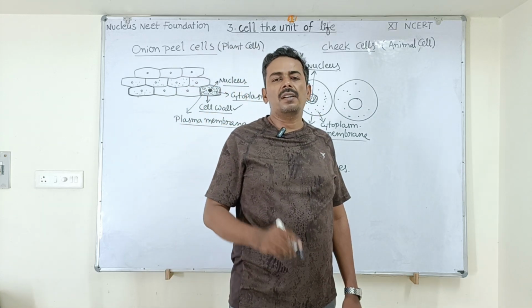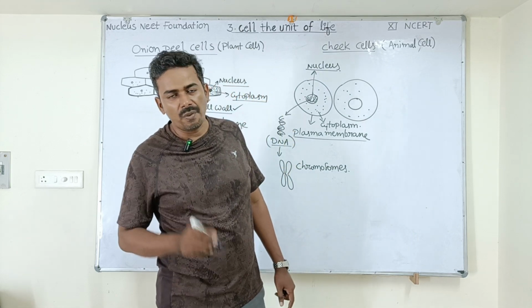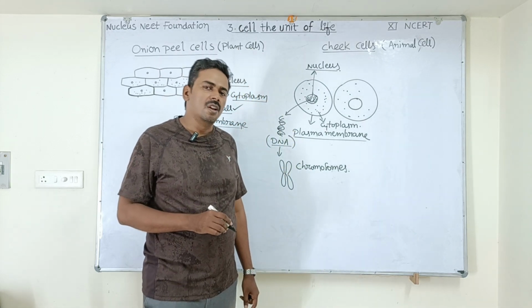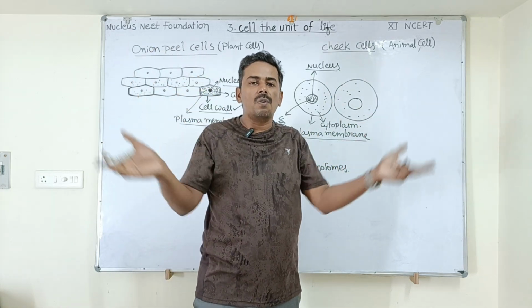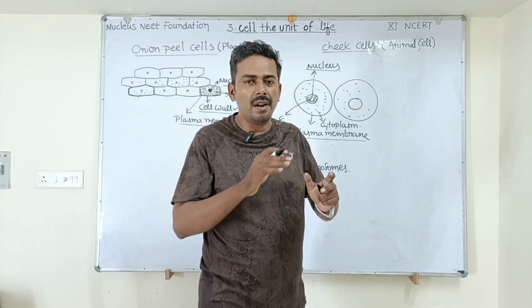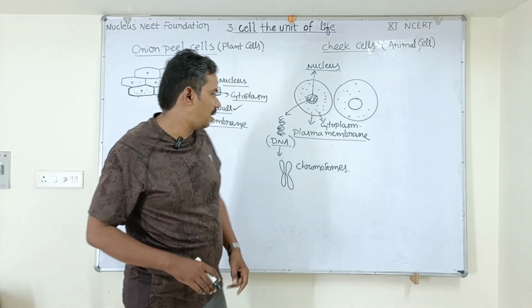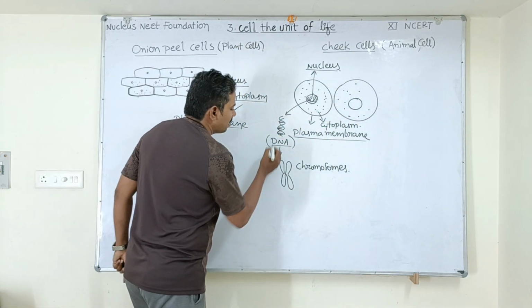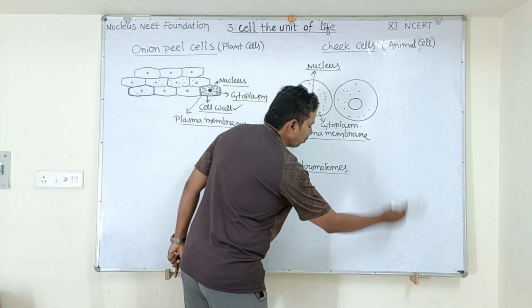When the cell is in resting state, we find the DNA finely dispersed throughout the nucleus. But the moment when the cell starts to divide, at that time the DNA gets packed into rod-like structures which are called chromosomes.